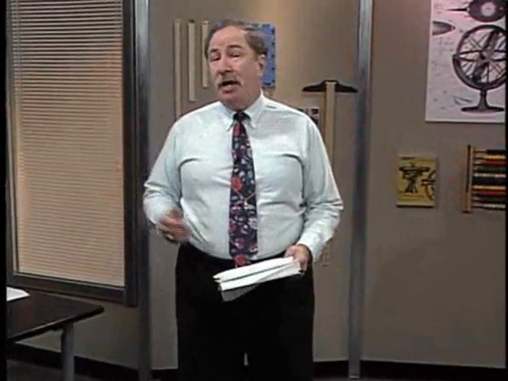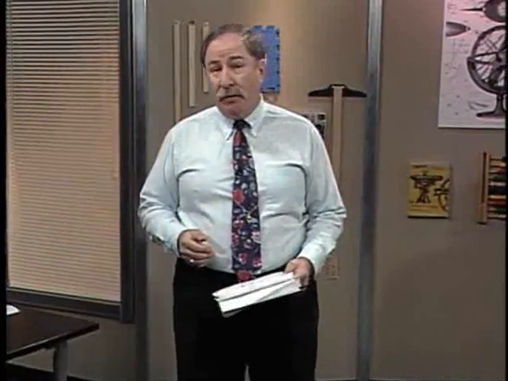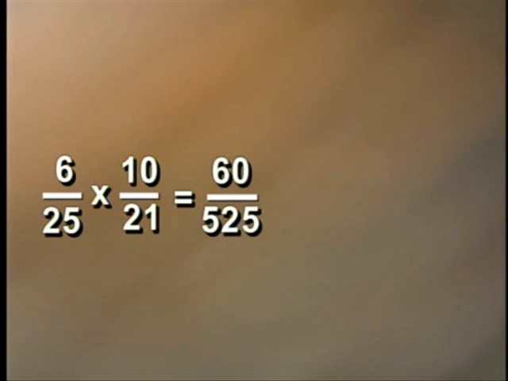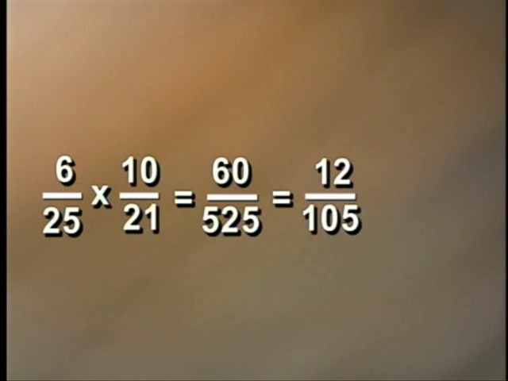For example, if I was going to multiply 2/5 times 3/7, I would get 6/35. The next problem shows us 6/25 times 10/21. And we can see that we're going to multiply top times top and bottom times bottom and get 60/525. But then we need to reduce, recognizing that both numbers end in 0 or 5 and therefore can be divided by 5. We do that and get 12/105. Then we recognize that by adding the digits, both numbers can be divided by 3, and we divide by 3 top and bottom and get 4/35.